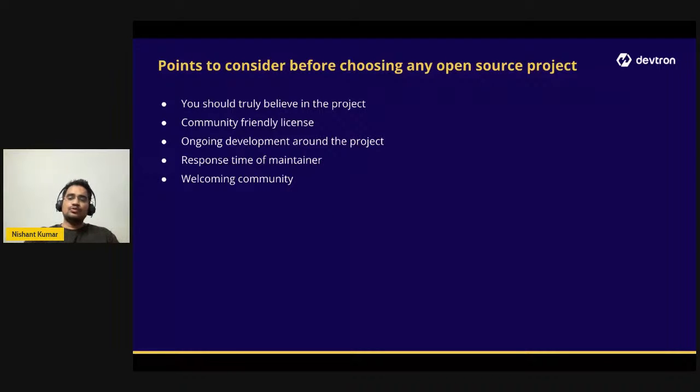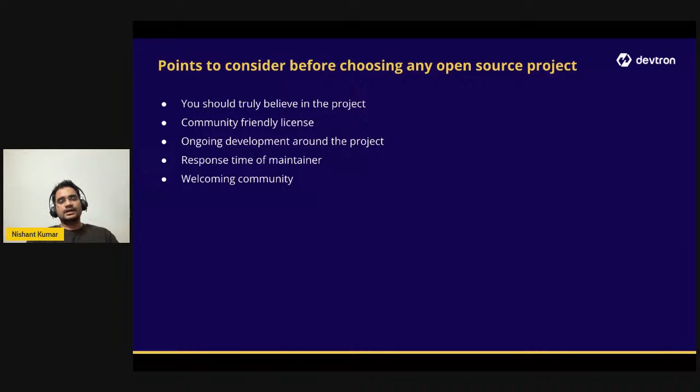Next come the points you should consider before choosing an open source project to contribute to. The most important thing is that you should truly believe in the project. You should be aligned with their objective, their mission, their vision, what they are doing, and how they are going to evolve the platform or tool in the future. Or you can say thought process similarity, a like-minded product that thinks along the same lines as you. This is the most important thing.